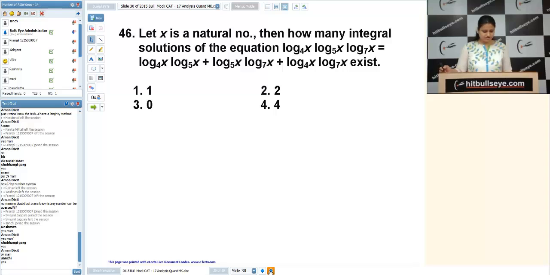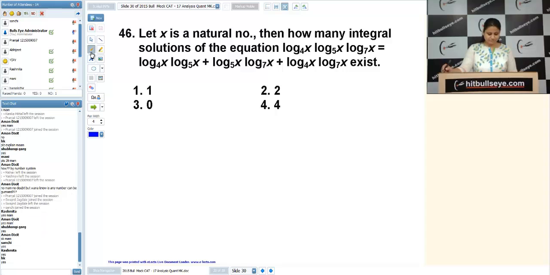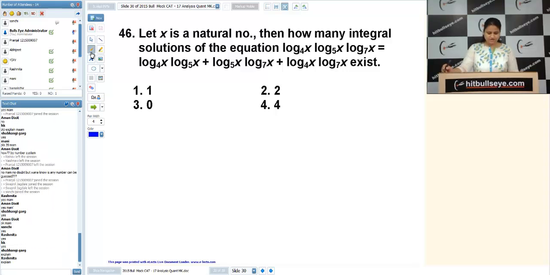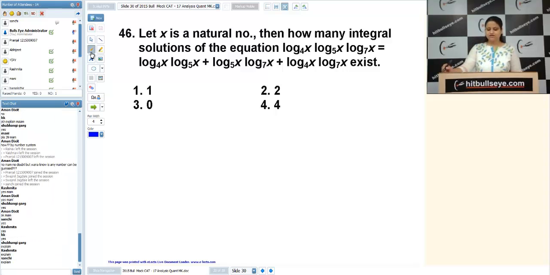Okay, question number 46. Any problem in this? Please write and explain. Question number 46. Okay, Shubhangi. Let x be a natural number, then how many integral solutions of the equation exist? So what is my equation here?